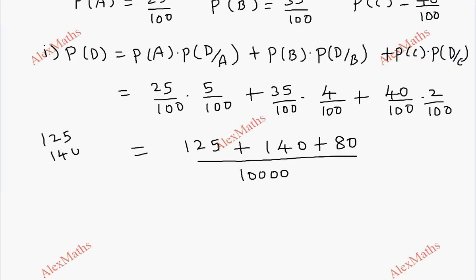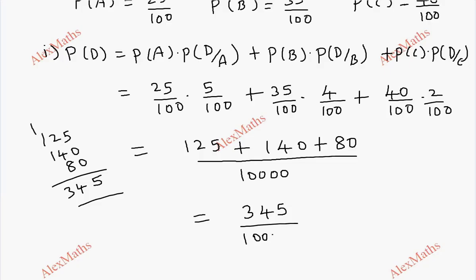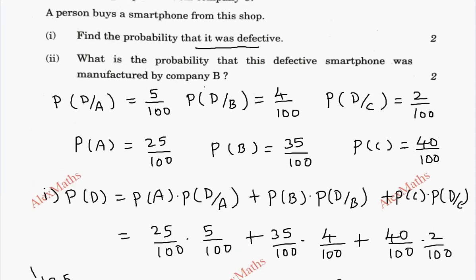125, 140 and 80. This is 5, 10, 14 and this is 3. So we get 345 by 10,000. We can also reduce by 5 table. So if I reduce, this will become 6 times 30 and again 45 is there. So 9 times. If I reduce by 5 table, this is 2, 0, 0, 0. Now coming to second subdivision, what is the probability that this defective smartphone was manufactured by B?